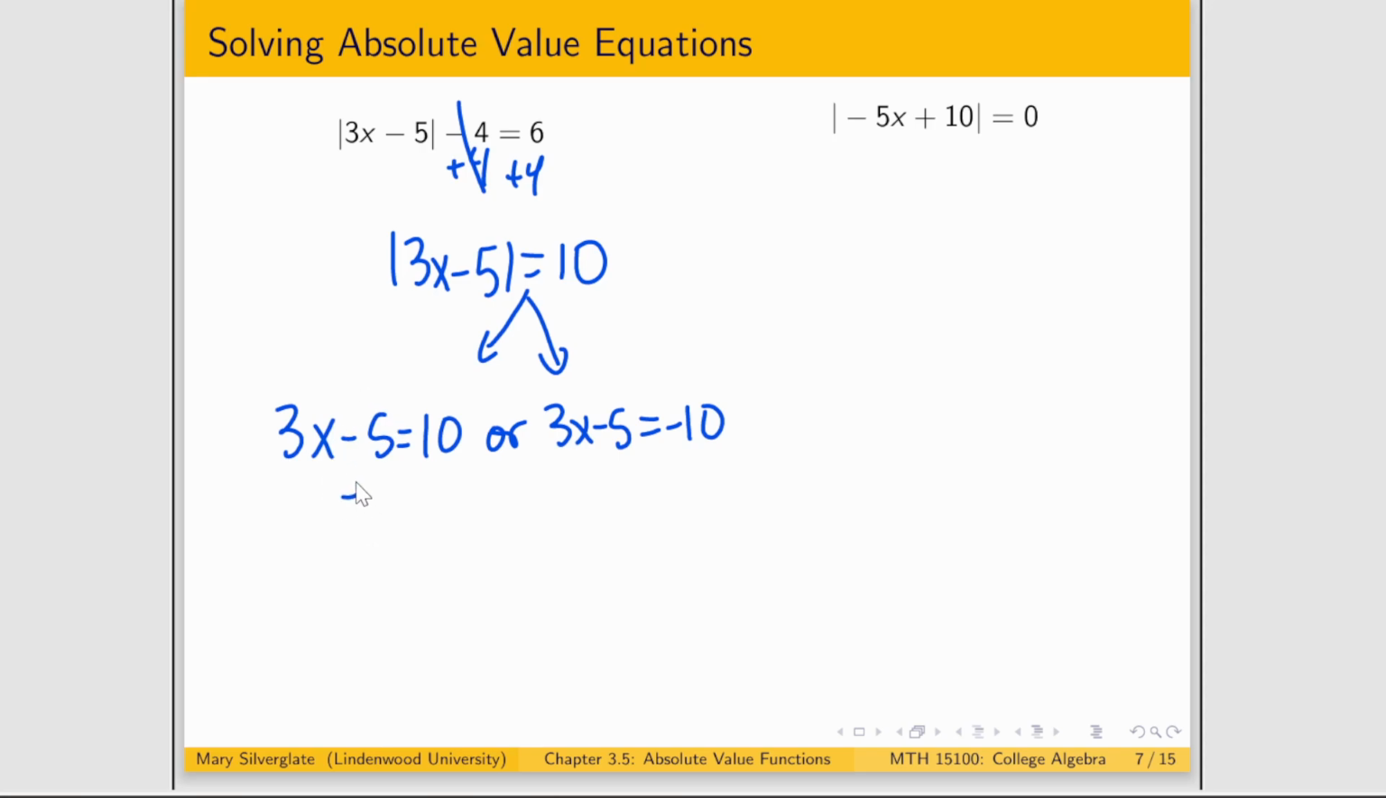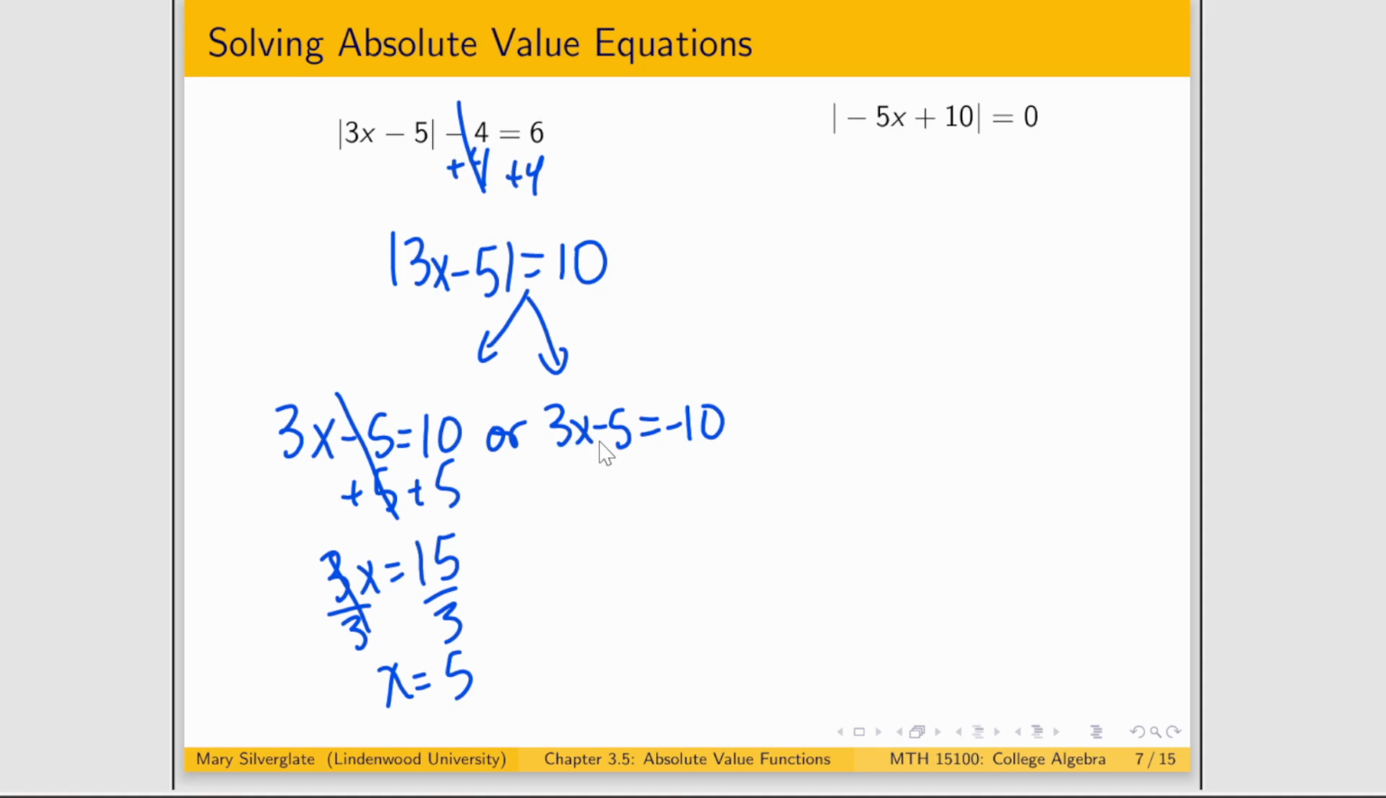So we undo subtracting 5 by adding 5 to both sides. Negative 5 plus 5 makes 0. I'm left with 3x is equal to 15. Then we undo multiplying by 3 by dividing by 3. So then we have x is equal to positive 5.